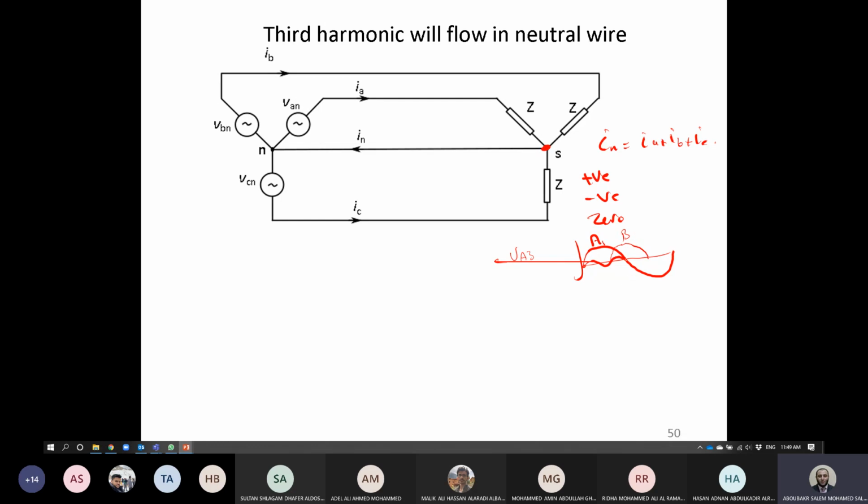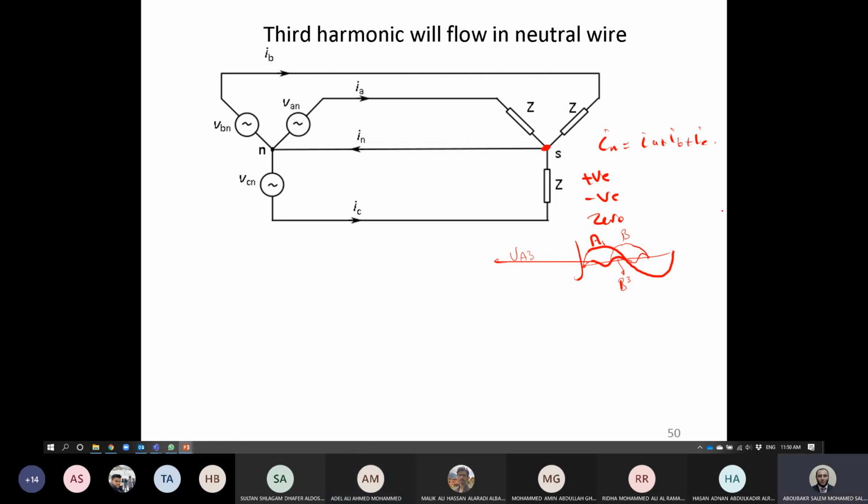It will have three components also like that. So you can find that the phase B third harmonic is in phase with the phase A third harmonic. Is it right? Right or wrong?